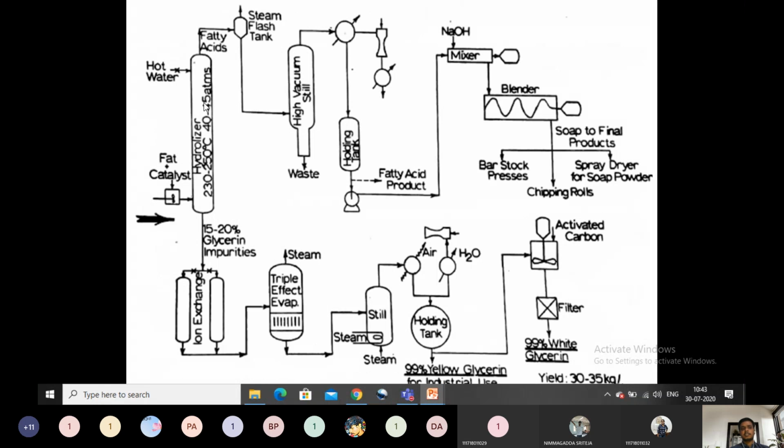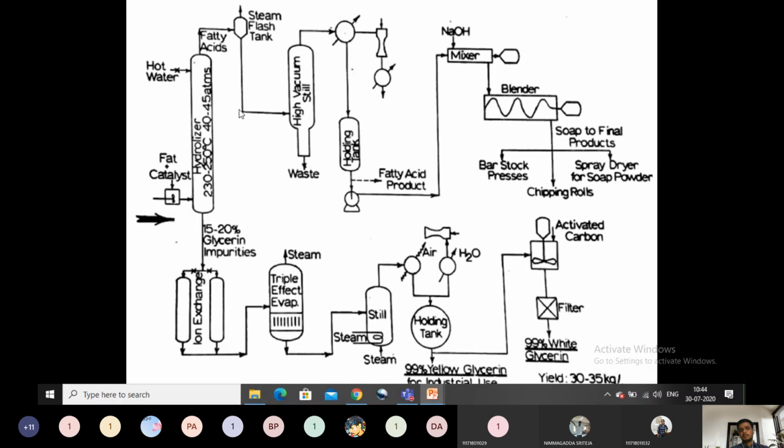Those fatty acids will be separated from the top of the hydrolyzer, and the glycerin formed will be separated from the bottom of the hydrolyzer. Whatever fatty acids are formed are nothing but crude fatty acids. These crude fatty acids are passed through the flash tank in order to separate the excess steam used in the hydrolysis. After separating this excess steam from the crude fatty acids, they will be passed through the high vacuum state.